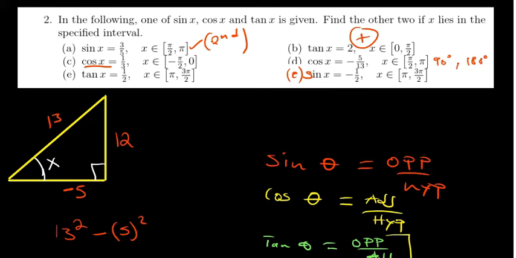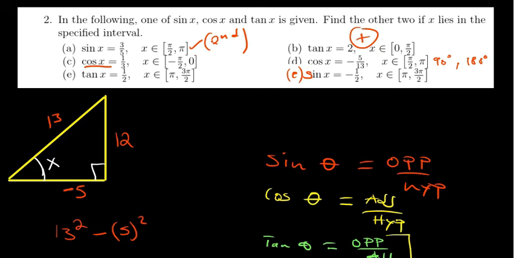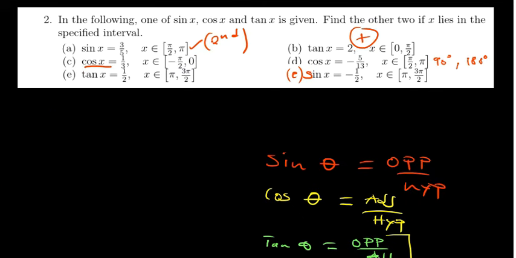We can say our sine x will be, the opposite is 12, the hypotenuse is 13, so it's a positive value. And then for tan, it will be negative since we're in the second quadrant. So opposite 12, adjacent 5, so it will be negative 12 over 5. Pretty much, I think this is the basics that you need to answer the remaining questions. But feel free to pause the video and try out whatever is remaining. I think they're essential.